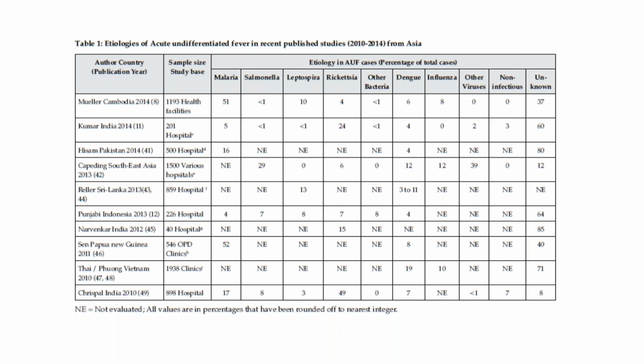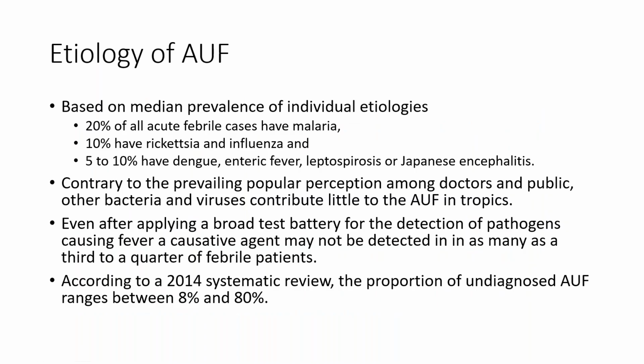Based on median prevalence of other etiologies, 20%, one-fifth of all acute febrile illnesses will end up having malaria. So malaria is one of the most important diagnoses to entertain in any patient who presents with a short duration of fever from a country like India. You might not probably think about malaria in non-malarious areas, but in India, you will definitely think of malaria as one of the most important differential diagnoses.